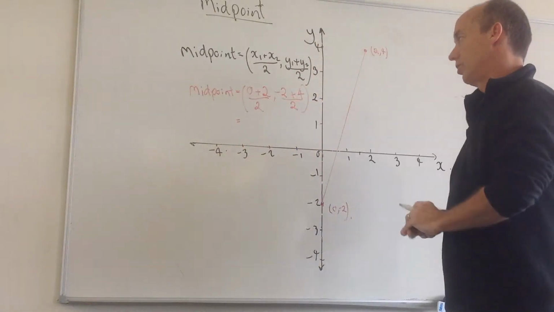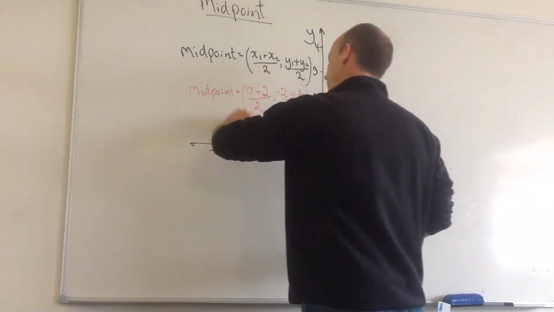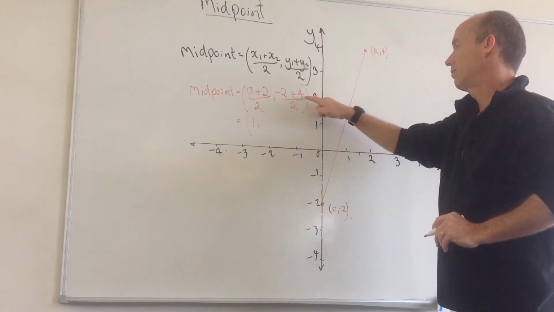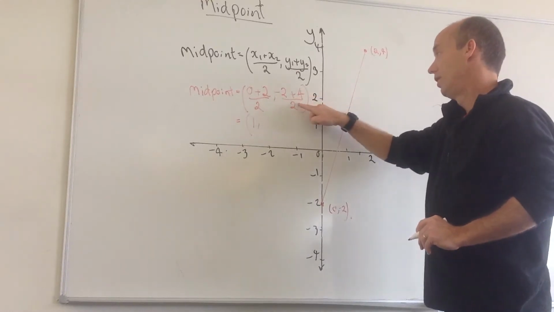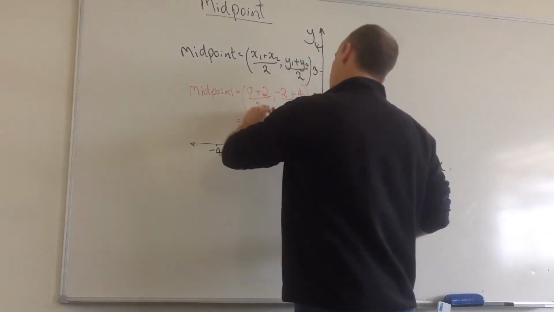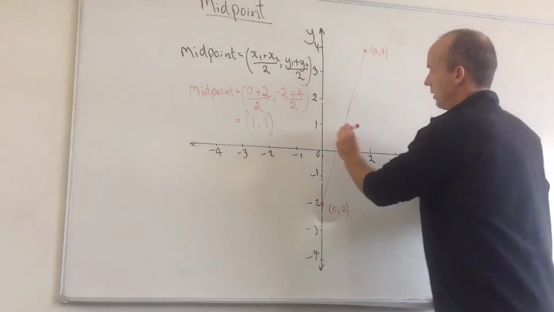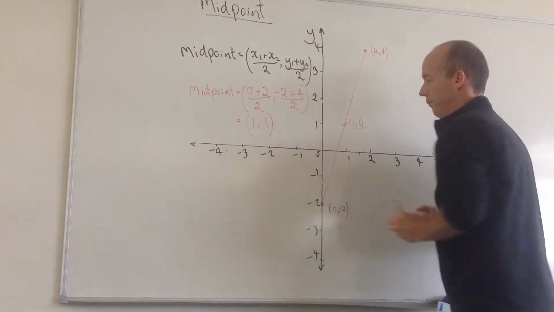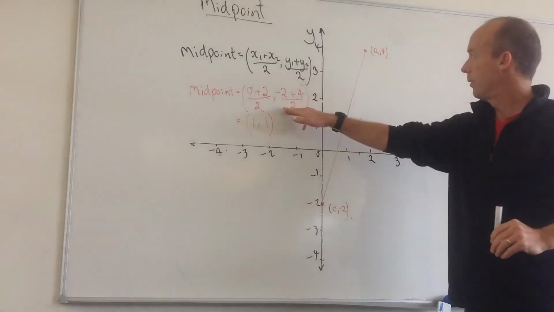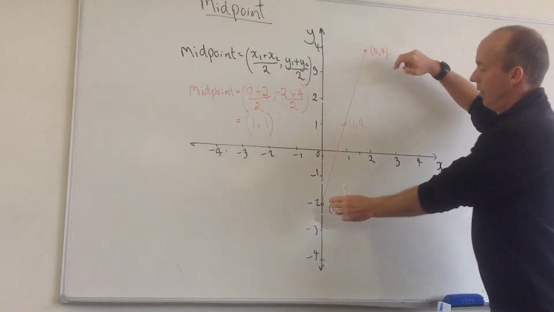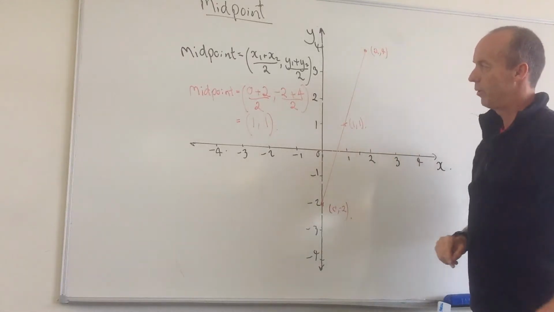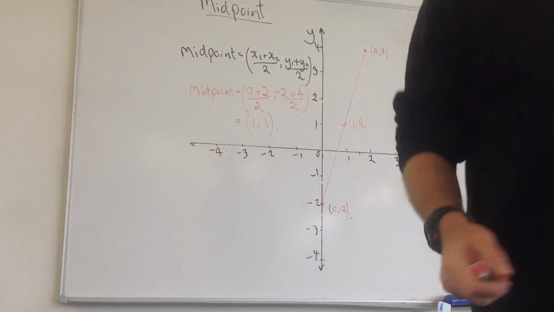0 plus 2 is 2, divided by 2 is 1. Minus 2 plus 4 is 2, divided by 2 is 1 also. So the midpoint of this line will be here, which will be at 1, 1. So you can use this formula, or you can just say, I'm finding the halfway point between my x's and the halfway point between my y's.